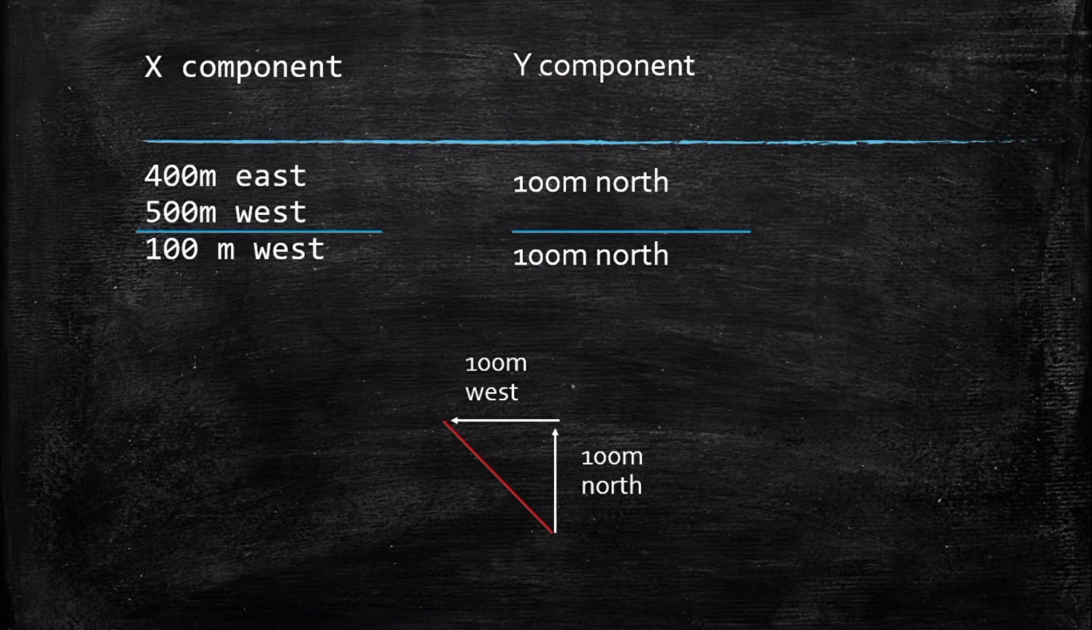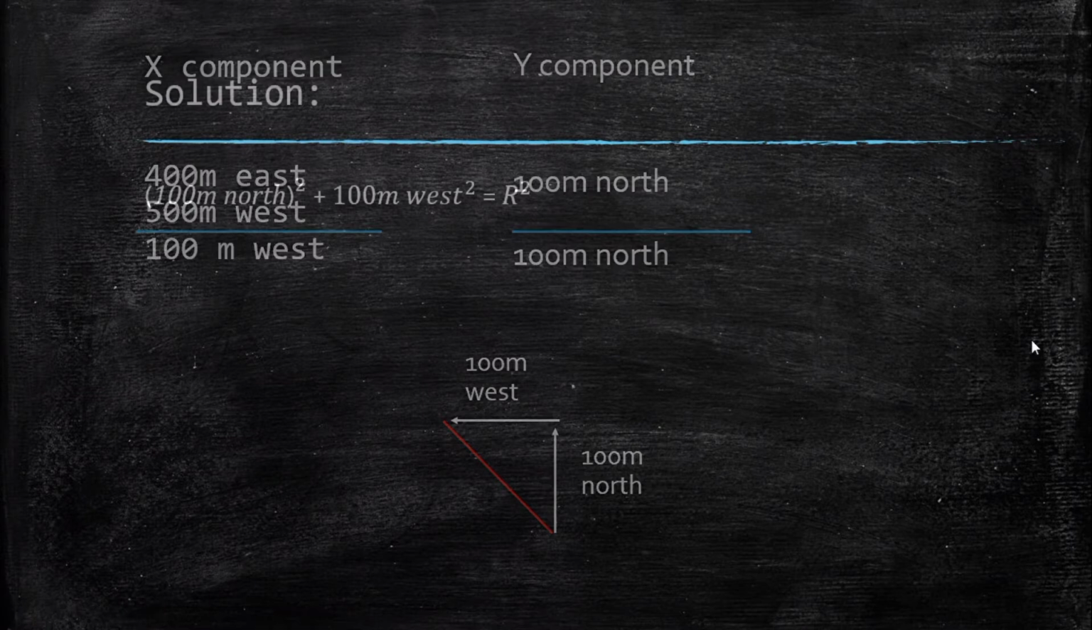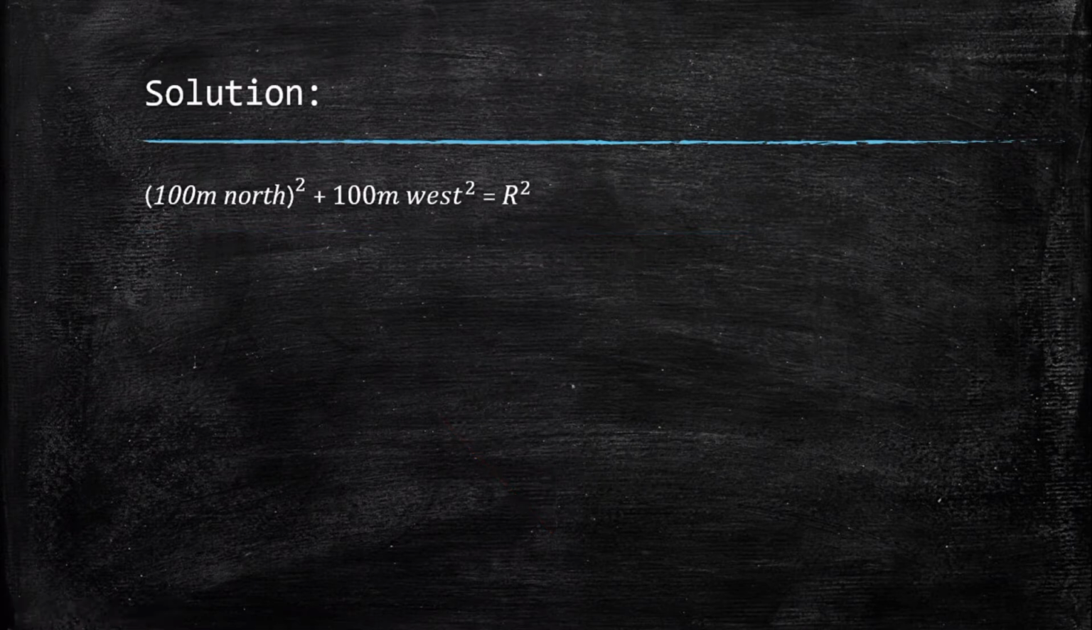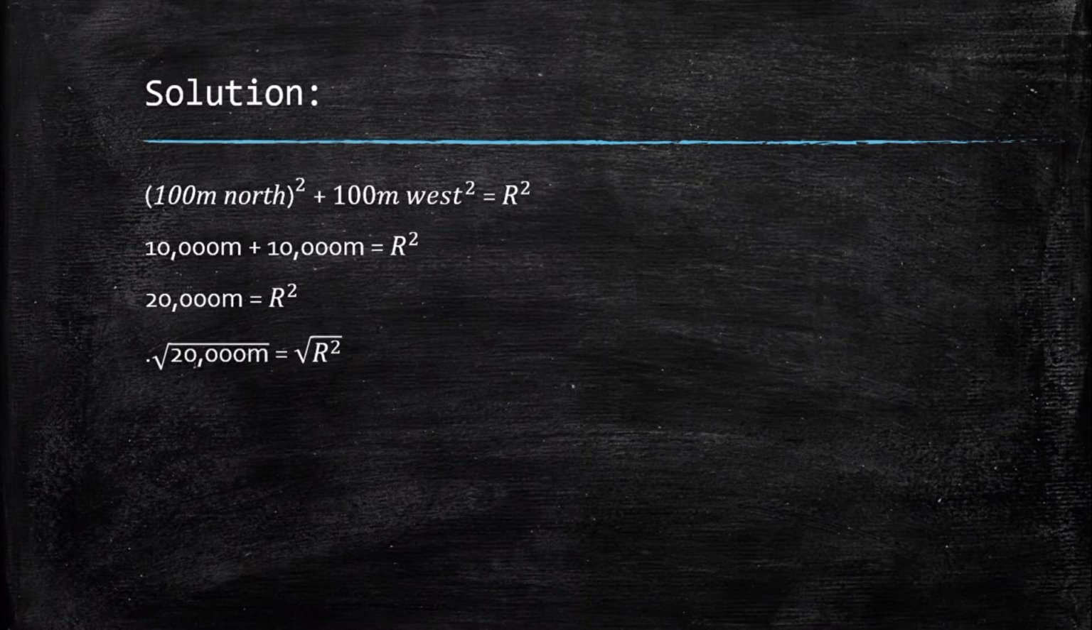And sa y component, nag-iisa lang yung given natin sa y component. So, yun na rin is 100 meters north. And shown in red ulit ang ating resultant. Tapos, solution. Ang Pythagorean theorem ang gagamitin natin, which is square root natin yung mga given ng x and y component. 100 meters squared is equal to 10,000 meters squared. Both. Pagpa-plus natin, magiging 20,000 meters squared. And square root natin para yung r squared magiging r na lang.